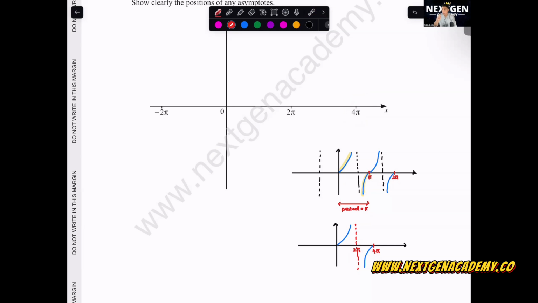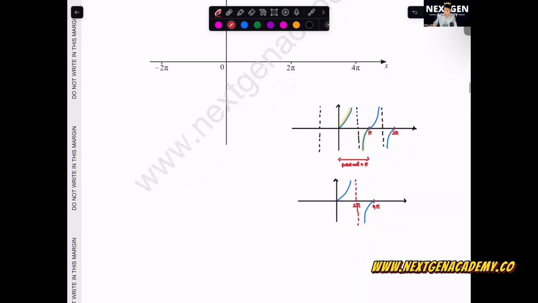Another thing. For tangent, the A value, which is your amplitude, doesn't matter. It won't really affect any of the values when we sketch it out, so you can ignore the amplitude. We can draw the negative part also, because it goes until negative 2 pi. So this is negative 2 pi.